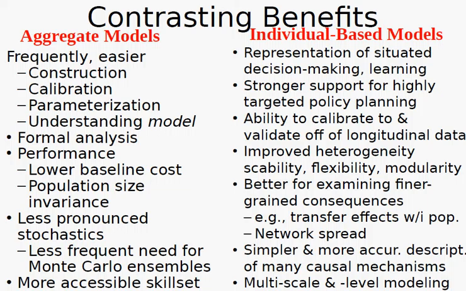I've built a lot of these, and I've built a lot of these, dozens of each. And I've tried to list here some of what I consider the salient practical trade-offs. Aggregate models, I can often put together very quickly. I can calibrate it a bit more easily. There are fewer moving parts. There are no stochastics. Because there are fewer parameters, I can often parameterize it a bit more easily. And sometimes I can understand the dynamics because it's based on a few stocks and flows. I can understand it better.